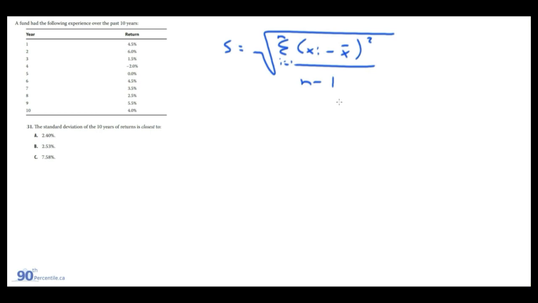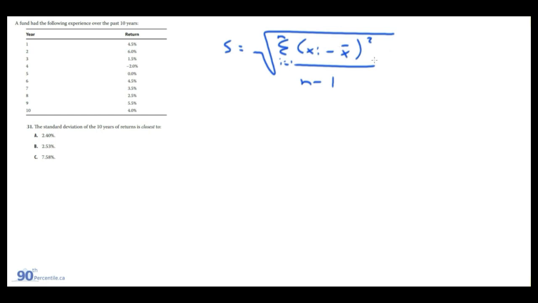31, still dealing with the same data set, but now we're asked to calculate the standard deviation. So two ways you could do this. One is to use the traditional standard deviation formula, which is standard deviation is equal to the square root of the sum from i equals 1 to n of (xi minus x bar, which is the average) squared, over n minus 1, which is just analyzing the squared differences from the mean.